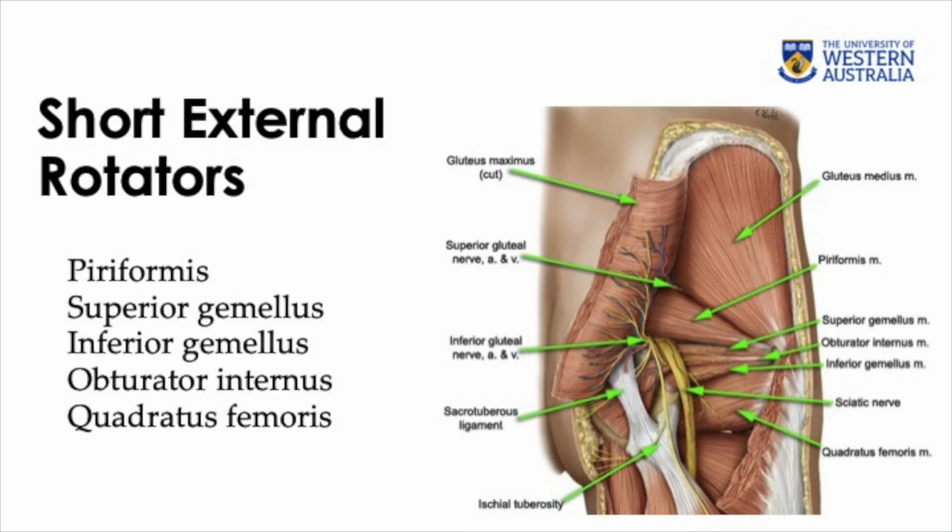Finally, we have the short external rotators, which are named here. This diagram also shows the close proximity to the nerves in the posterior compartment, which can be pain generators, and can also be injured iatrogenically when we do a posterior approach to the hip and take off the short external rotators.